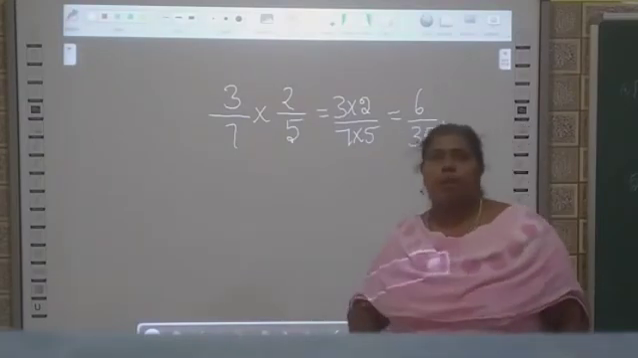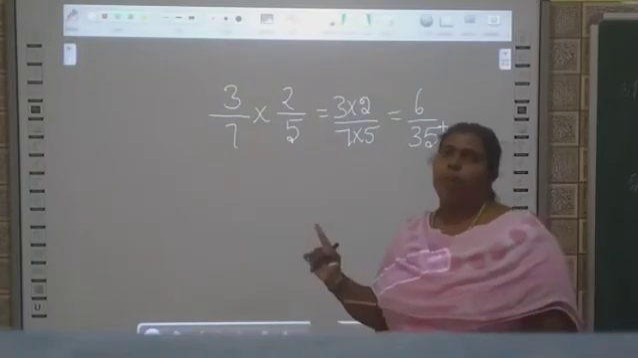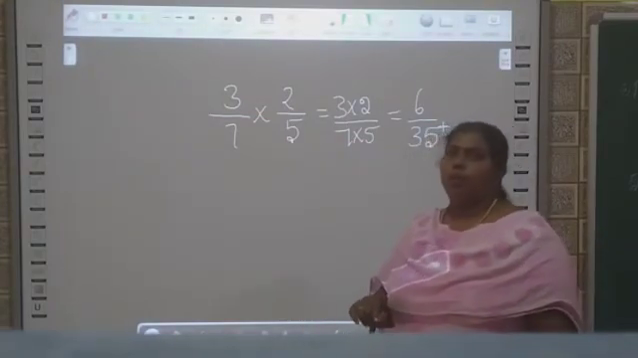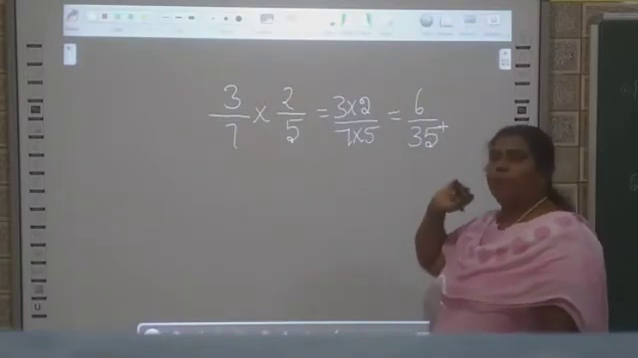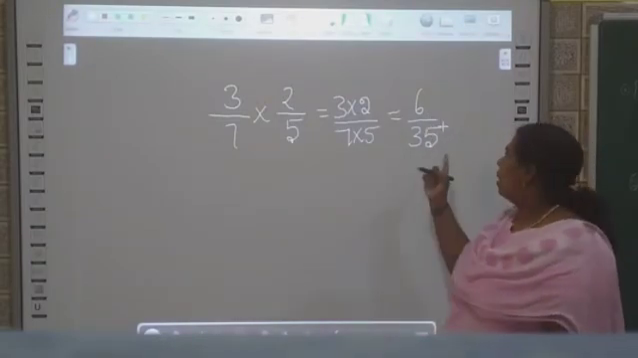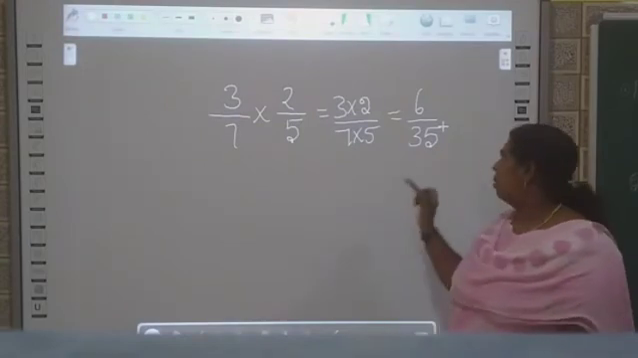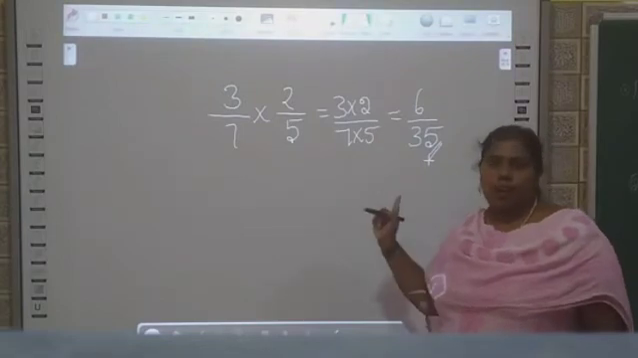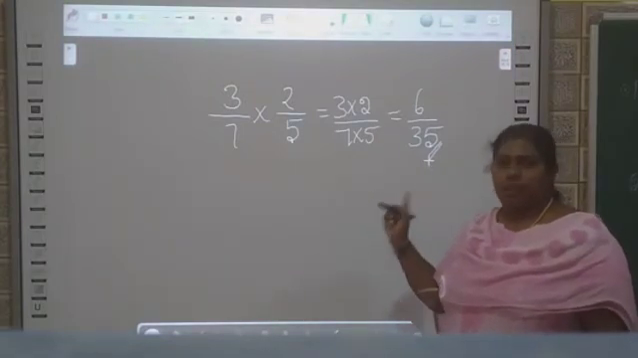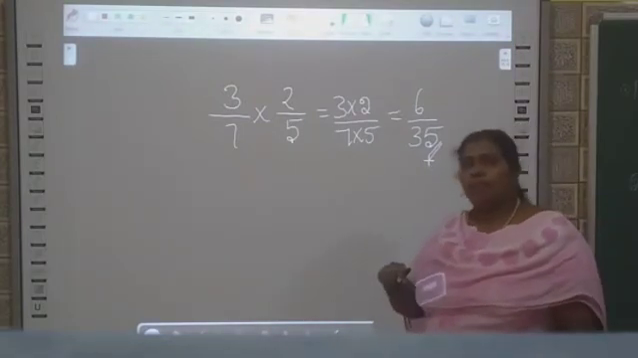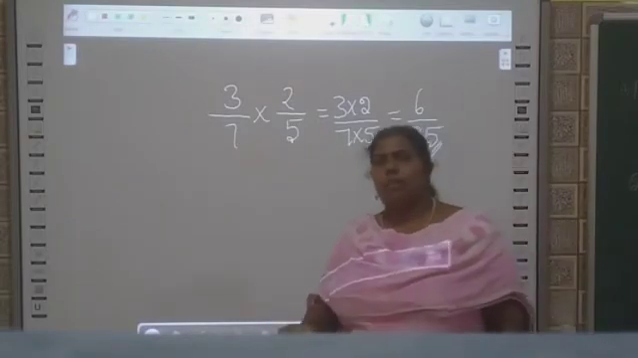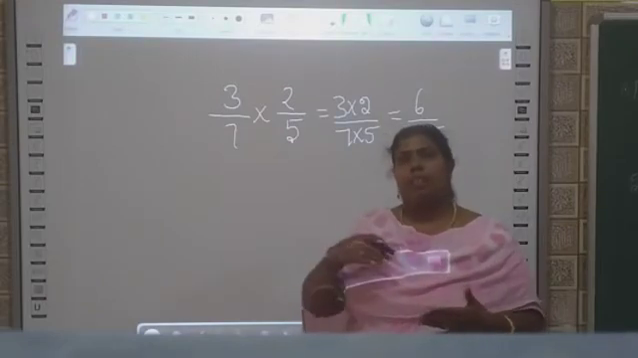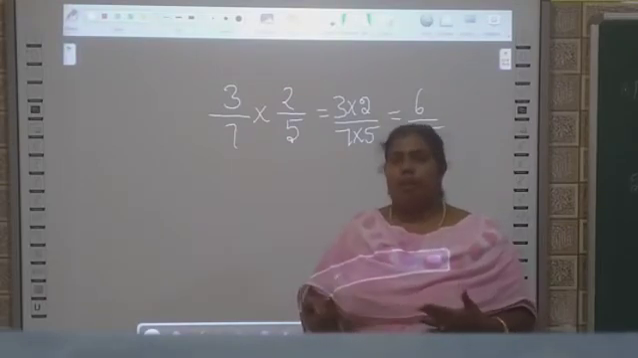So is this a proper or improper fraction? This is a proper fraction. Is it possible to reduce this proper fraction? No, because this numerator value is an even number and here this is an odd number, odd number in the ones place. So it is not possible to reduce. Understand? Then what is the third one? Reciprocal. Reciprocal means just interchange the numerator and denominator value.